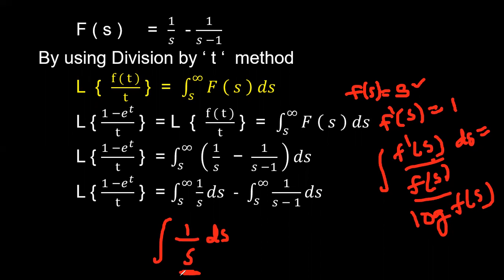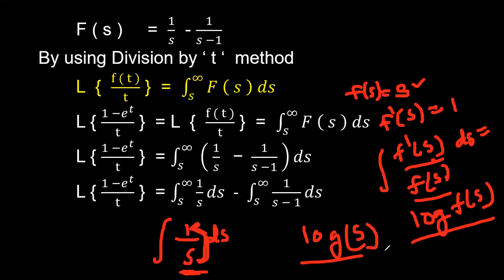The denominator will have s, and the differentiation of s is nothing but 1. So the denominator's differentiation is present in the numerator. That's why this can be written as log f of s, which is nothing but log s. Now this entire integration term can be represented as log s, with lower limit s and upper limit infinity.